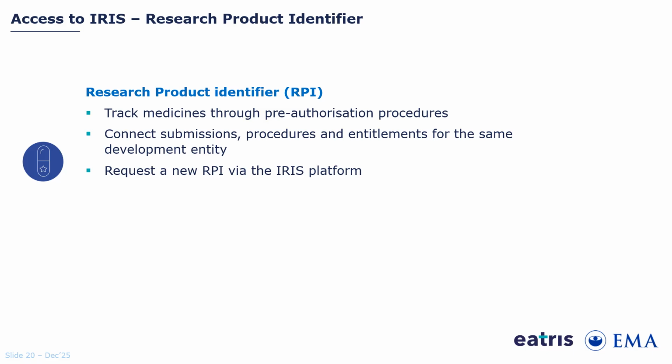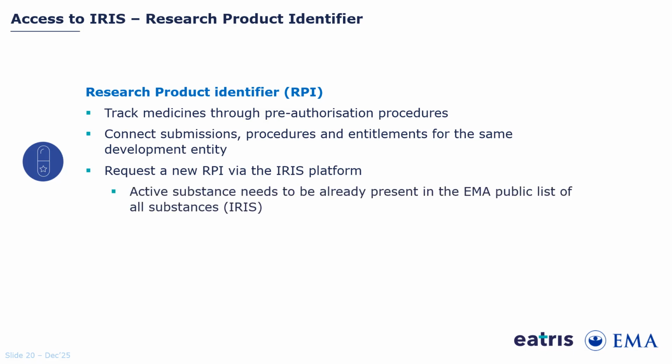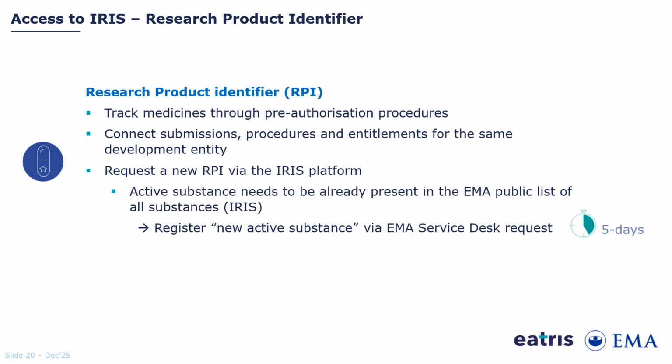To do so, you need the active substance in the product to be already present in the EMA public list of all substances. You can check if your substance is already registered by opening the substance list available on IRIS. In case your active substance is not registered, you will need to raise an EMA service desk request to register a new substance in the public list, which may take up to 5 working days.